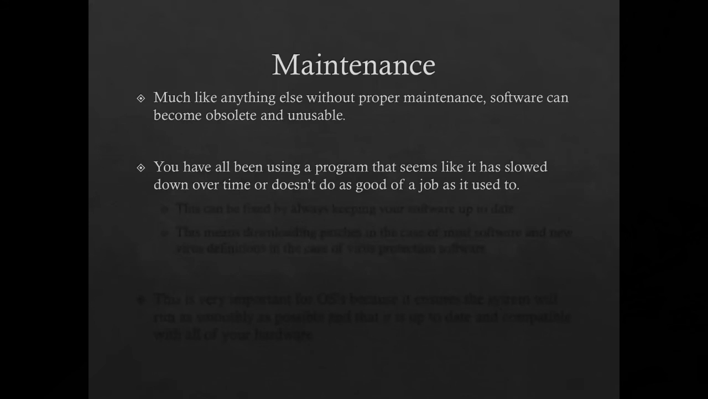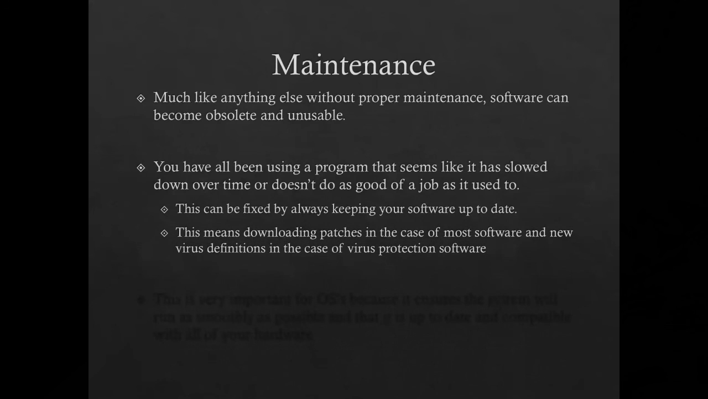You've all used a program that seems like it has slowed down over time, and again, like I said before, usually it's just more demanding. So this can be fixed by always keeping your software up to date. There are patches, like for your operating system. Windows always has patches. Most people have their operating system set to auto update. Sometimes it might say get my approval to update, but usually you're going to give your approval. Most programs will have a patching or update system where it tries to keep you constantly up to date. So you need to download those patches whenever possible.